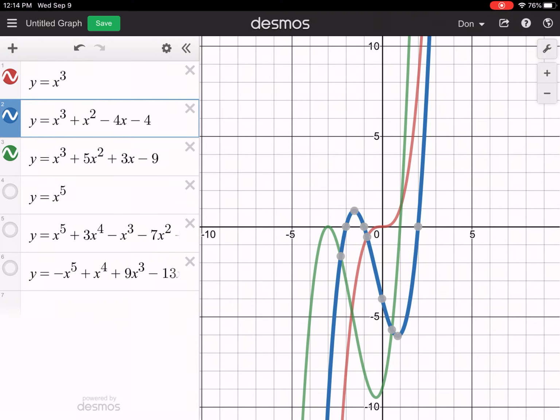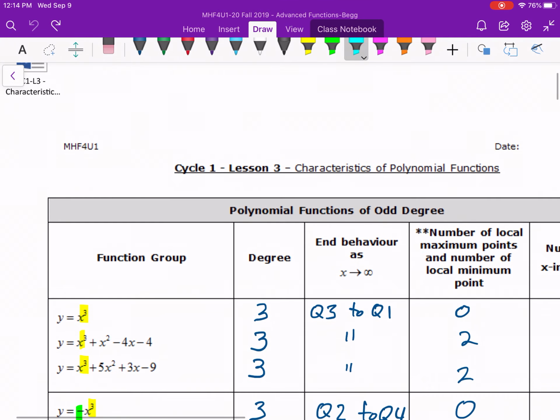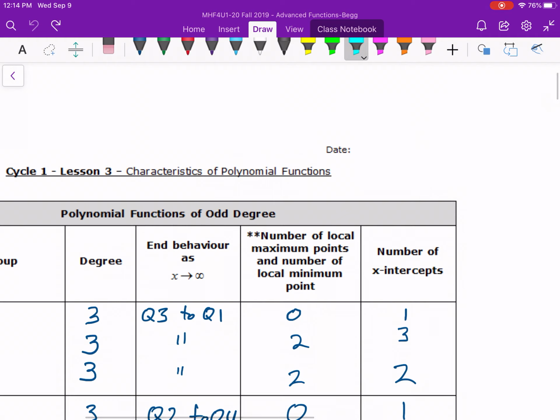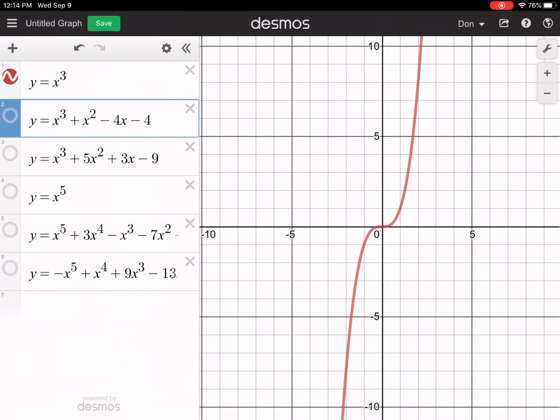So that's what goes into this part of the table here. The first one, no turning points. The second and third one each have 2 turning points. And then the number of x-intercepts. So you can see that we've got 1, 3, and 2 going on here. Again, let's just see what's going on. We've got one x-intercept for this one.